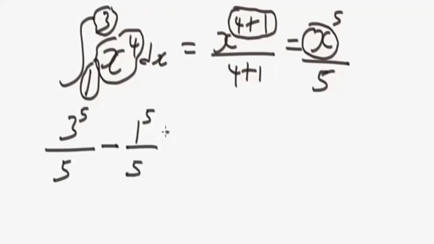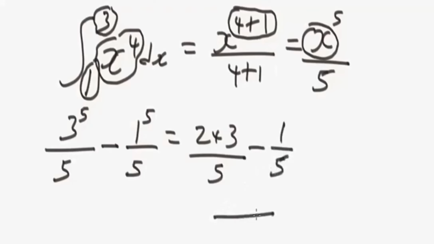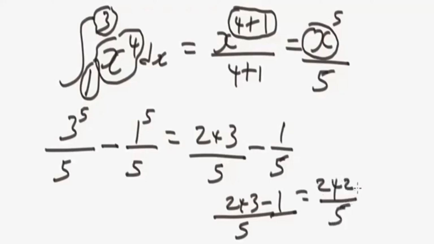When you simplify this, 3 to the power 5 gives us 243 over 5, minus 1 to the power 5 gives us 1 over 5. So you do the basic math, you then have 243 minus 1, so we have 242 over 5. Let me punch this into my calculator. You're going to have 48.4. This will be your final answer.